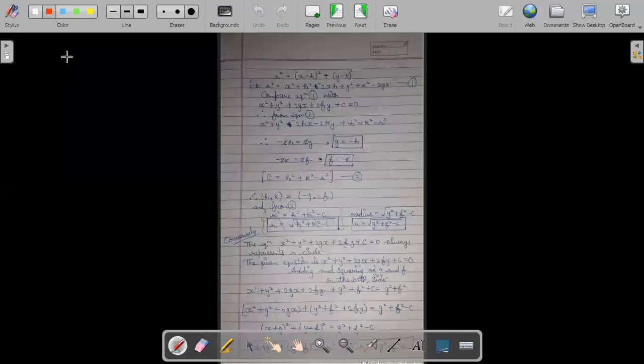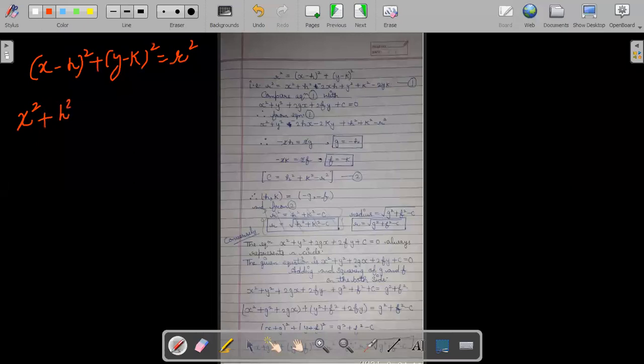Okay. So now you have seen that we have the standard equation of a circle as (x minus h) whole square plus (y minus k) whole square is equal to r square. Let me expand this equation. If I open the squares, what will it become? x square plus h square minus 2xh, plus y square plus k square minus 2yk, is equal to r square.